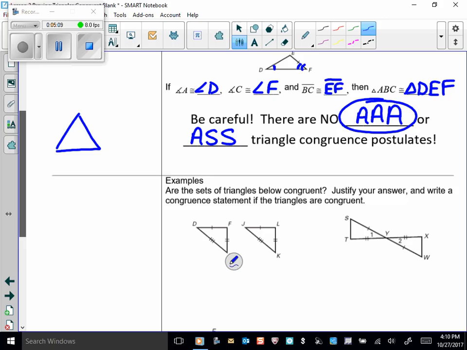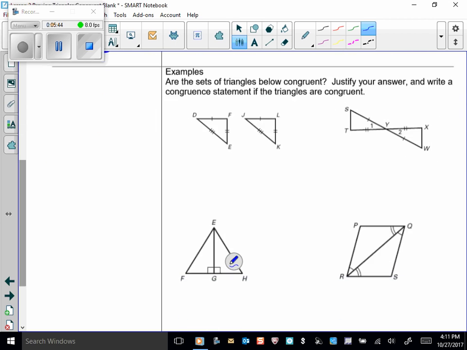What if that's an equilateral triangle? Here's another equilateral triangle, right? So I would know that all those angles would be 60 degrees, right? All the corresponding angles, so A, B, C, D, E, F. So although angle A is congruent to angle D, and angle B is congruent to angle E, and so forth, those triangles are not congruent. So be careful. No angle, angle, angle, no angle, side, side.